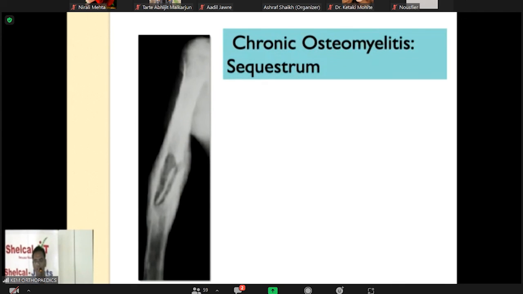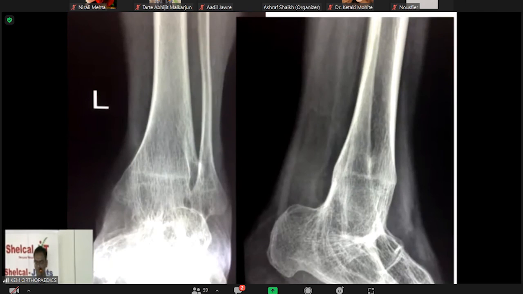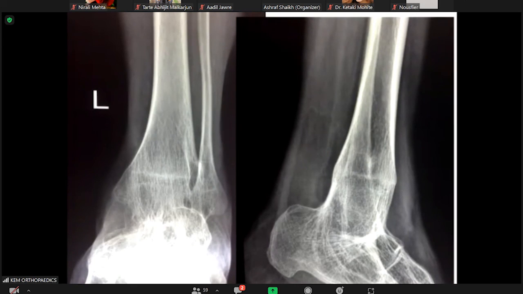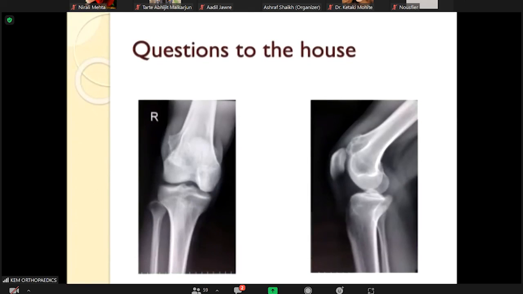Commonest: chronic osteomyelitis with a proper sequestrum, not involucrum, with an abscess. So you'll be asked all the types of sequestra on this. Charcot. Bony ankylosis, all the way throughout. Trabeculations going all the way from the tibia to the calcaneus. That's bony ankylosis. Okay, last few X-rays remaining now.